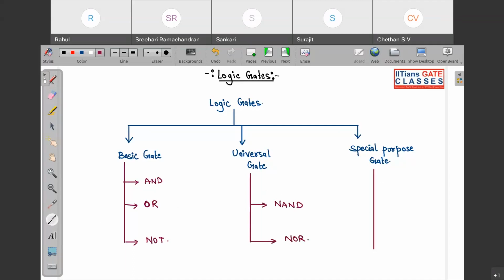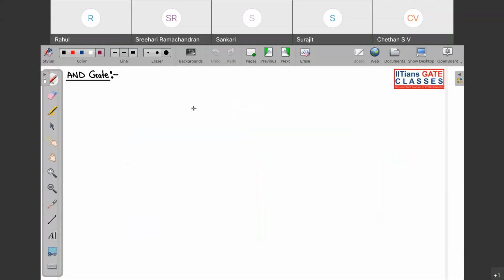and in the third kind, special purpose gates, we have two more sub classifications. It is what? XOR and XNOR. Okay, XOR and XNOR. So now let us see very quickly in today's session what the basic gates are, because it's already 8, and you have one more session from 8:30. So I will leave you at 8.